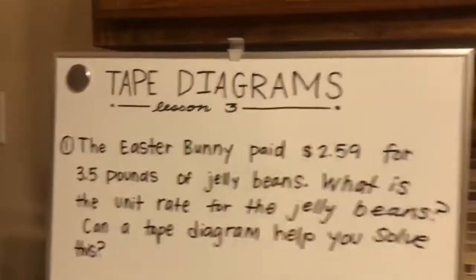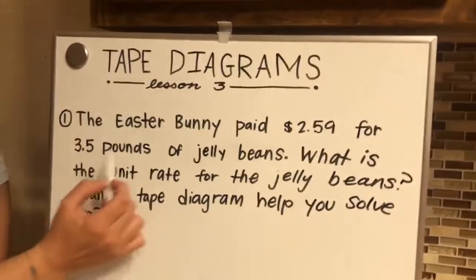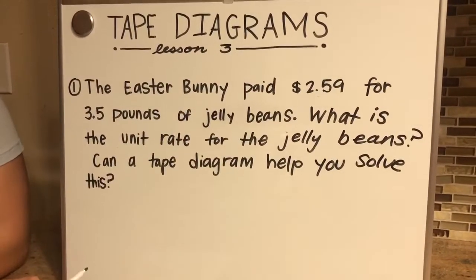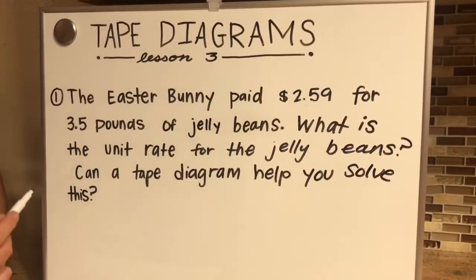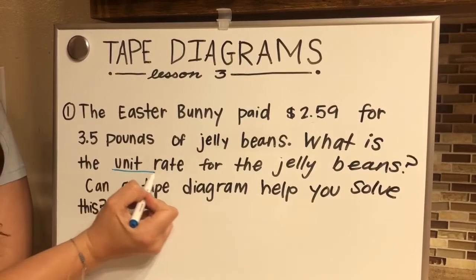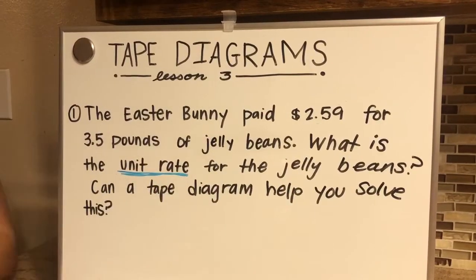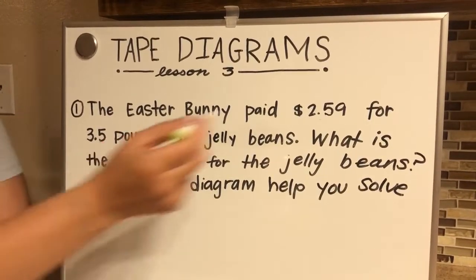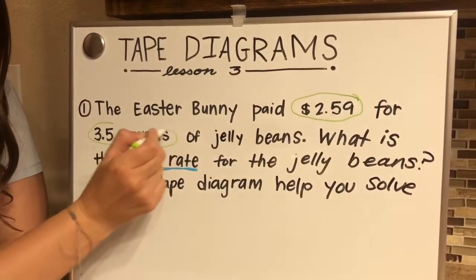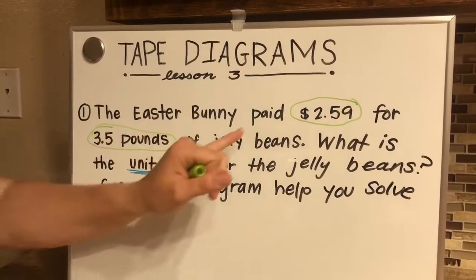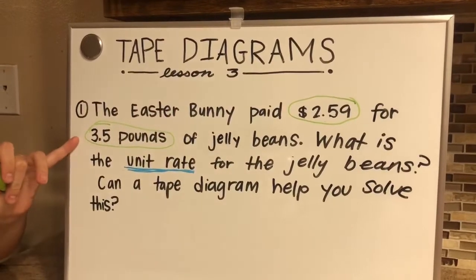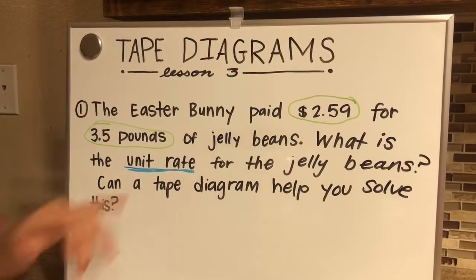Tape diagrams lesson 3. It says, the Easter Bunny paid $2.59 for 3.5 pounds of jelly beans. What is the unit rate for the jelly beans? So we know that this question is asking us to find unit rate, and in order to do that, we need to know what numbers are being used. The Easter Bunny paid $2.59 total for 3.5 pounds of jelly beans. We want to figure out unit rate.